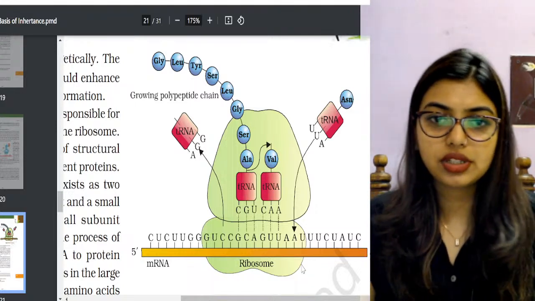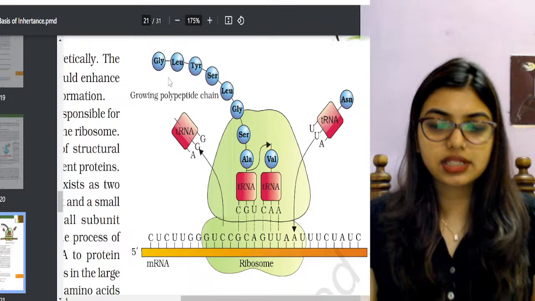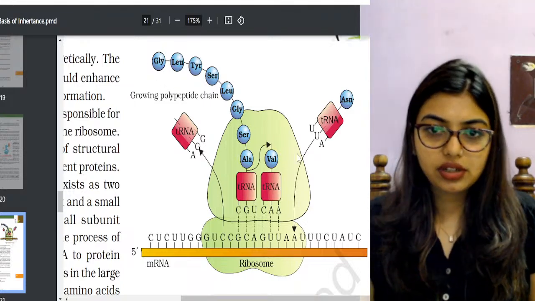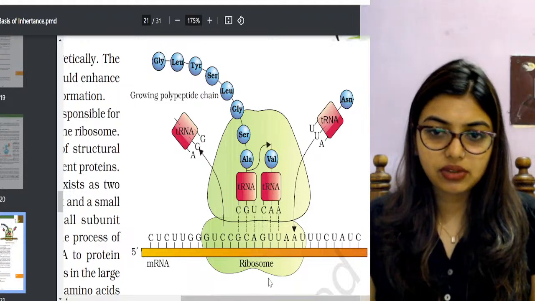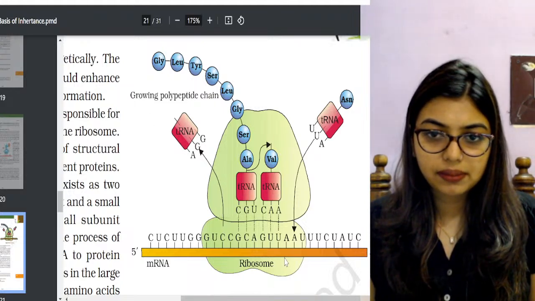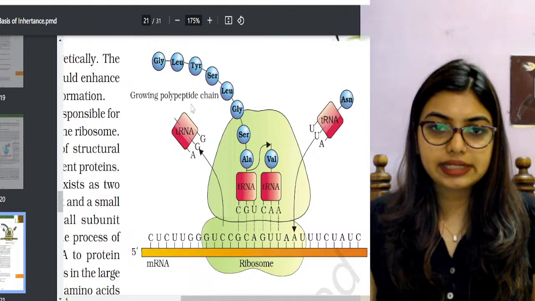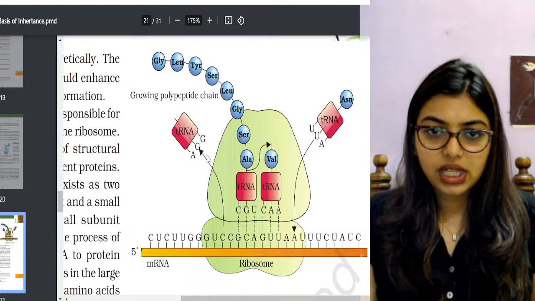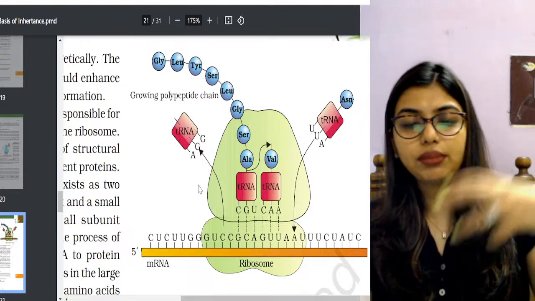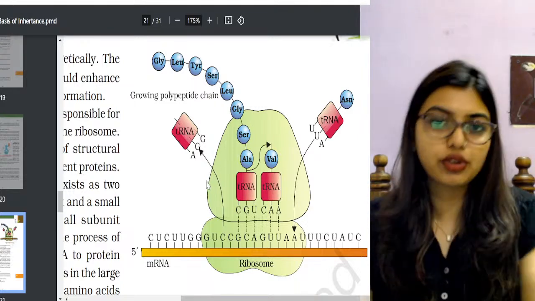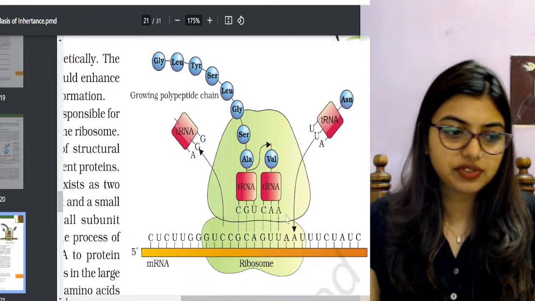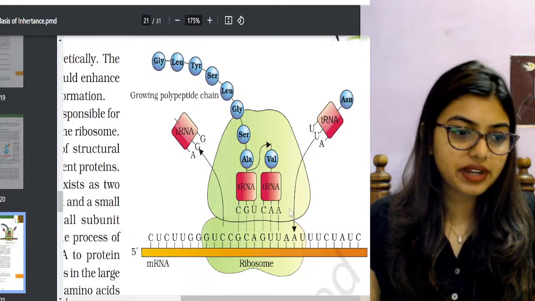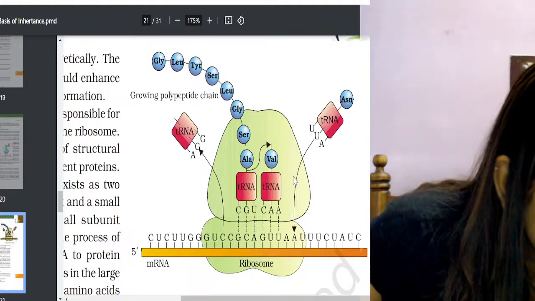So here, students, what is going to happen? You can only see my cursor, I believe. Here you can see that these are the sides. This is the exit site, the one that is leaving. Can you see my cursor? Yeah. From here, it's going to exit. The one who already formed the anticodon and made the join is going to exit, and the next one is going to come and join. Here you can see one fellow is waiting to come.